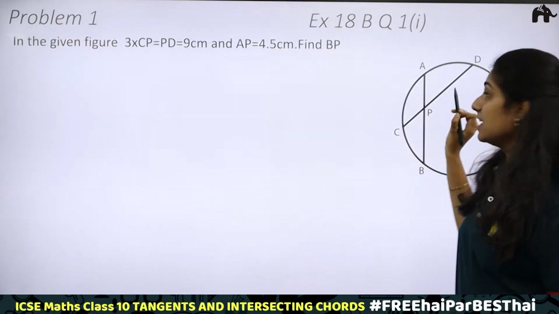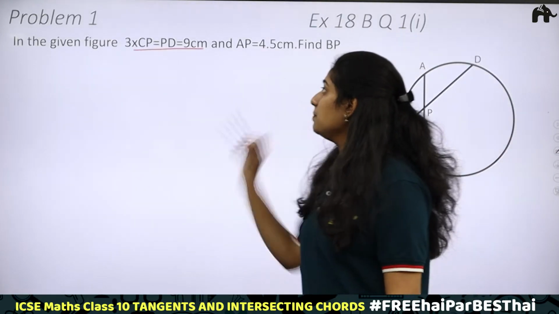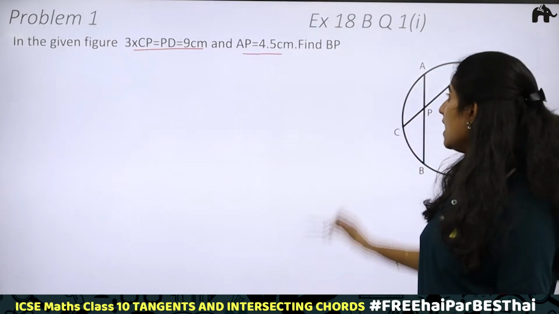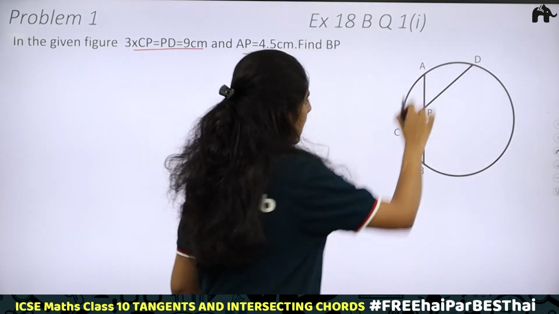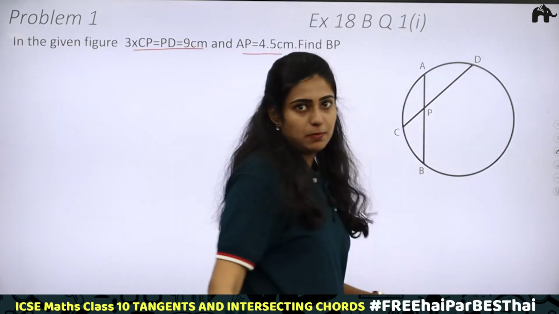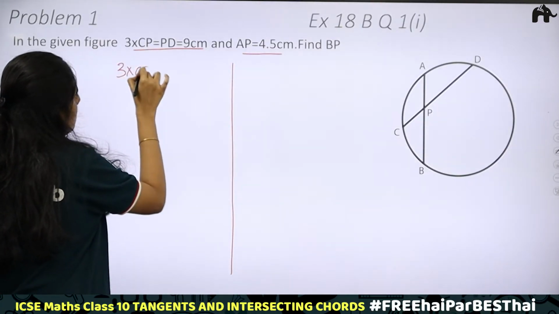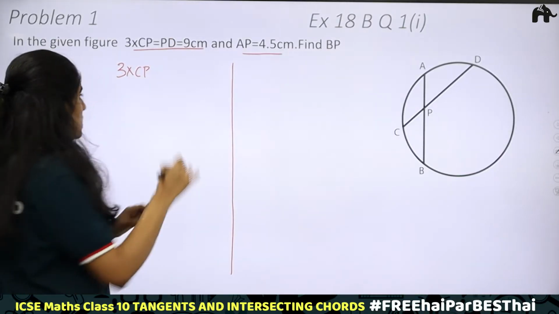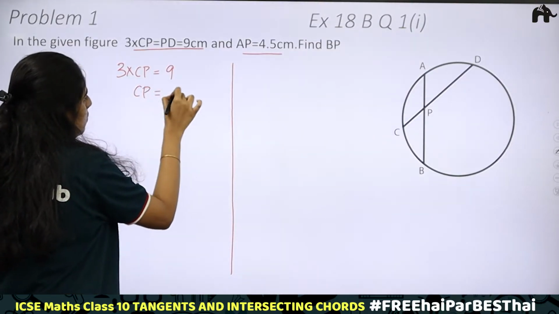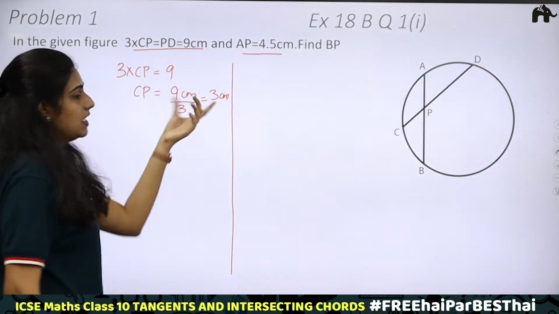Here we have the first problem, question 1, sub-question 1 of exercise 18B. In the given figure, 3 into CP is equal to PD is equal to 9 cm and AP is equal to 4.5 cm. Find BP. Here we have a figure. AB is one chord and CD is another chord which is intersecting at point P. Now, from the given, we have 3 into CP is equal to PD equal to 9 cm, which means 3 into CP is also equal to 9 cm. Then what is CP? CP will be equal to 9 cm divided by 3 and that is equal to 3 cm.